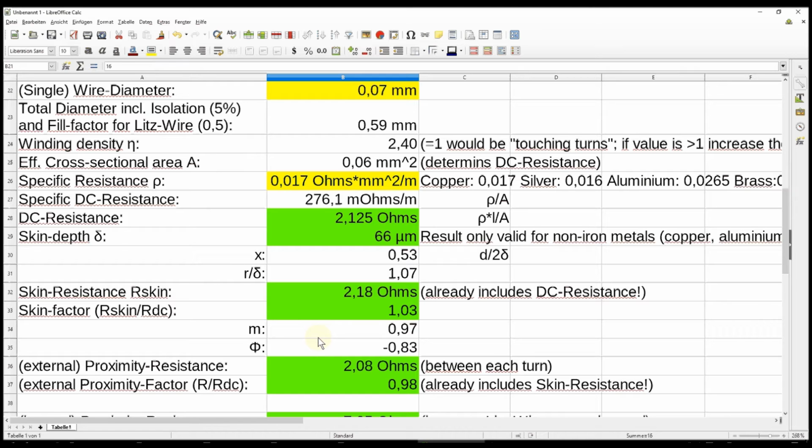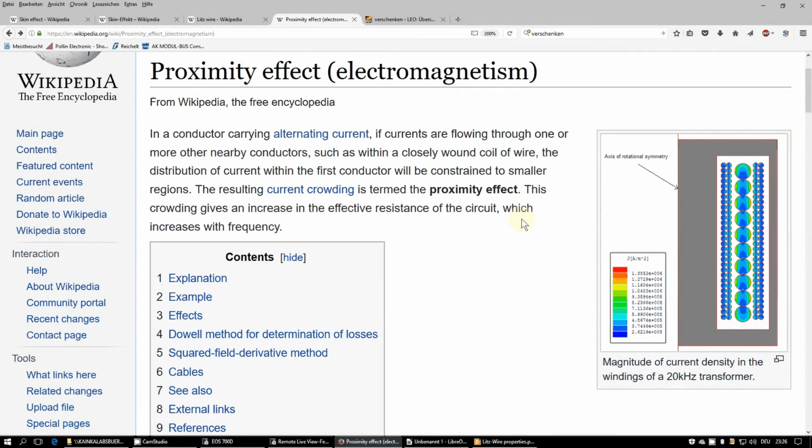So first of all, let's go back to Wikipedia and take a look at what the proximity effect is, what consequences it has also on the ohmic resistance, on raising the ohmic resistance, and what we can do to counteract it. We've seen at the SkinEffect that in a single wire the current only flows for AC frequencies on an outer layer, on a very thin layer.